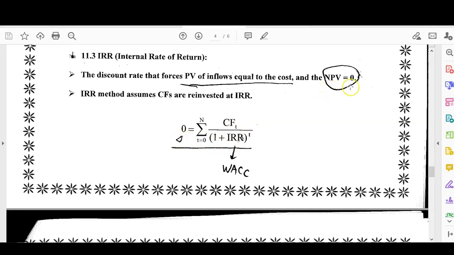Okay, and when NPV equals 0, it means that the present value of inflows equals the present value of the outflows, or the cost. Okay, that's why we have NPV as 0.